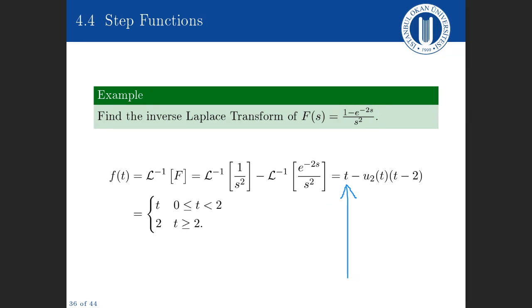Let's look at the second term now. Anytime we're looking to find the inverse Laplace transform of something involving an exponential function, we know that we must be using this formula, this shifting formula that we've been talking about. So it must be u2 t, because it's e to the power minus 2s. The inverse Laplace transform of 1 over s squared is t. Replace t by t minus 2, we get u2 t minus 2.